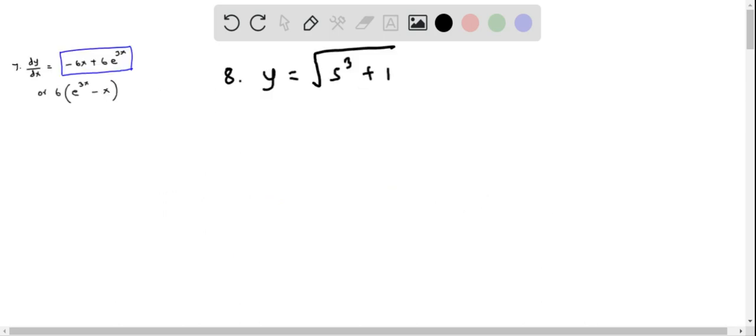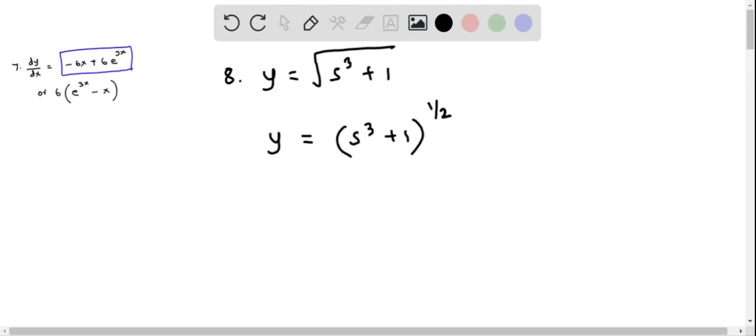We now find the derivative of this function, that is y equals the square root of s cube plus 1. So here we are given y as a function of s. So therefore we have to find the derivative of y with respect to s. So first I'm going to write this in terms of power form. That is, the square root can be written as a power of 1 by 2. So I write s cube plus 1 raised to the power of 1 by 2.